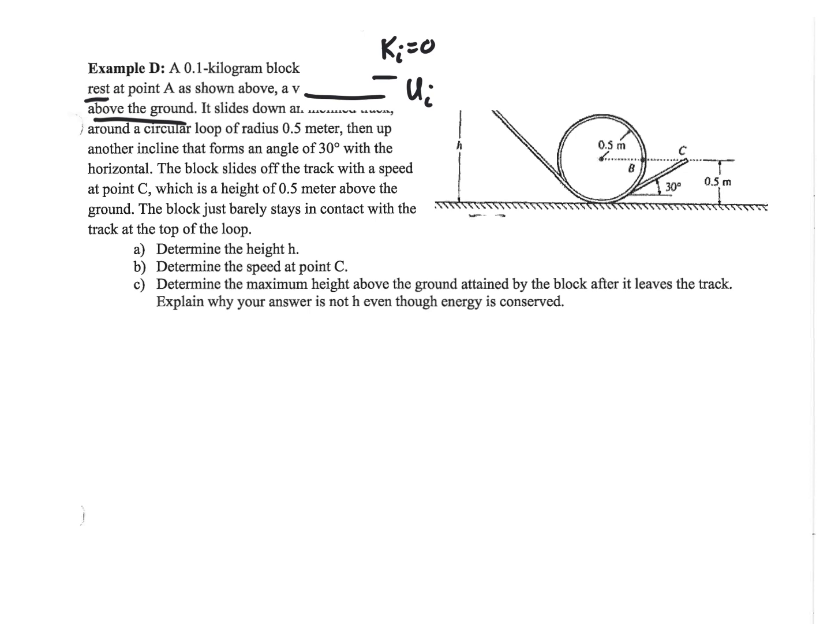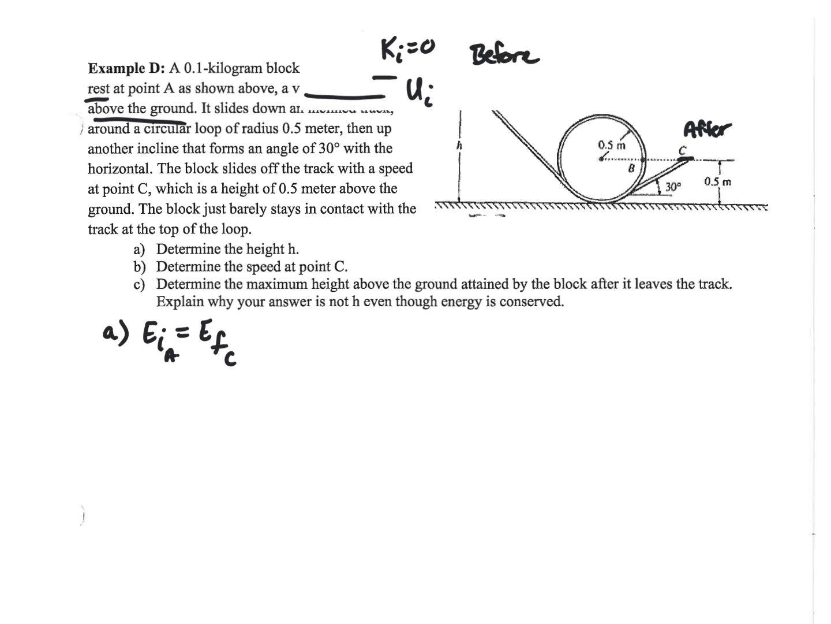Block just barely stays in contact with the track at the top of the loop. Determine the height h. So how are we going to determine the height h? What do we know? We know energy initial has to be equal to energy final. We get to pick where we want to have this. I'm going to pick point A for the initial energy, and then I'm going to pick C because I know something about it there. So there's my beginning and ending point, at least for part A.